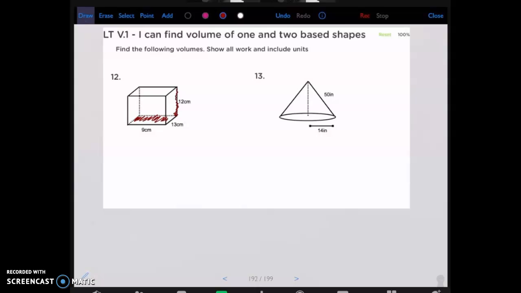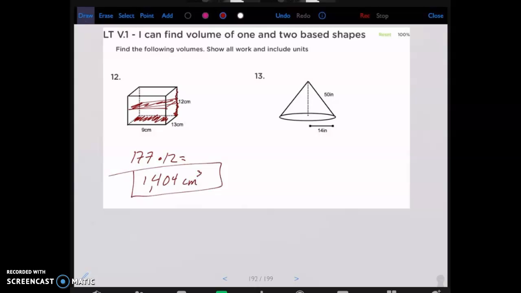And that adds up all of the bases, all these cross sections, adds them all together. It's a terrible picture. So we got area of the base, which is 117, times the height. Gives me 1,404 centimeters cubed now. We're going cubed.